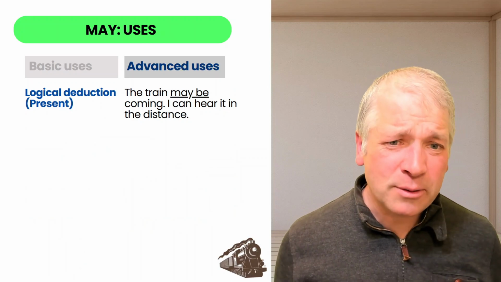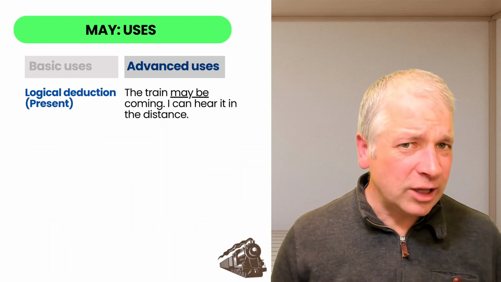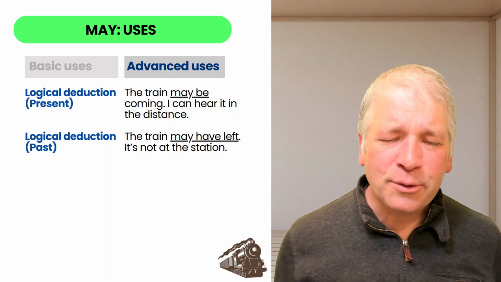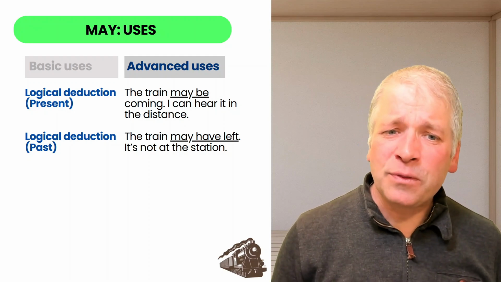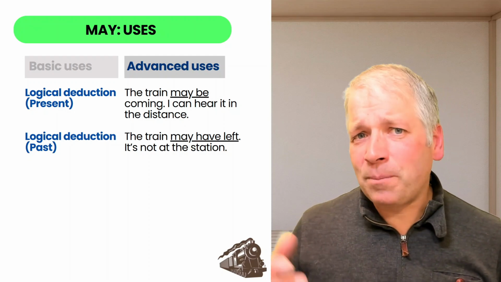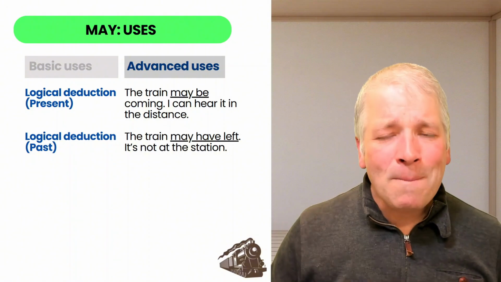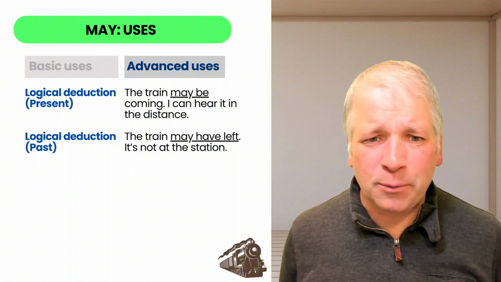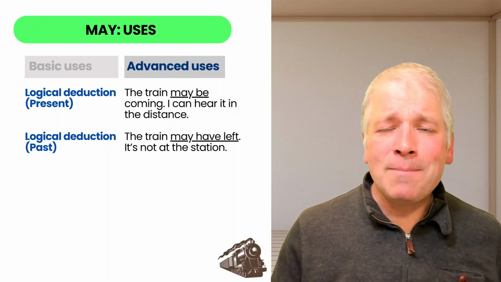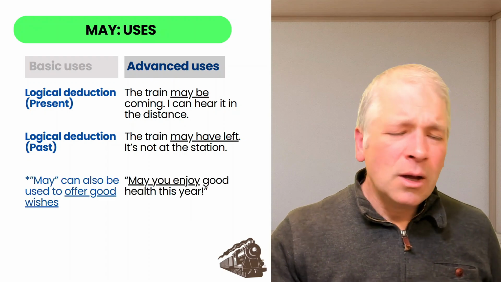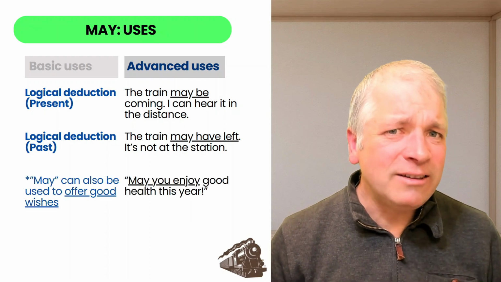With some advanced uses, again, logical deduction in the present and in the past, and the difference here is with the may be followed by the ing form or the may have followed by the past participle. The train may be coming, the train may have left. But notice one key difference here.